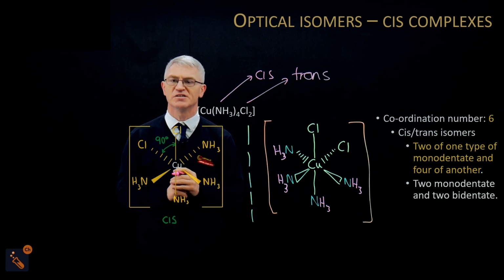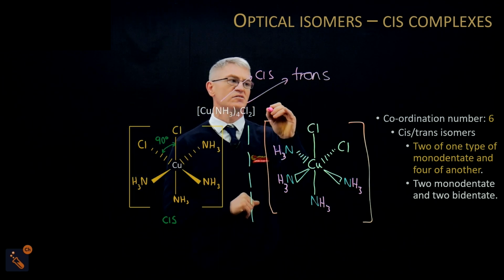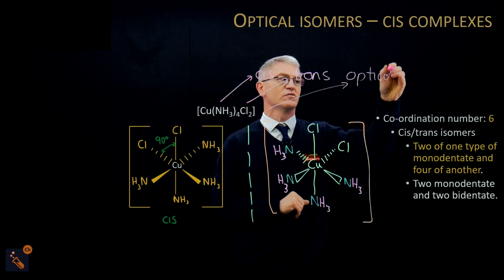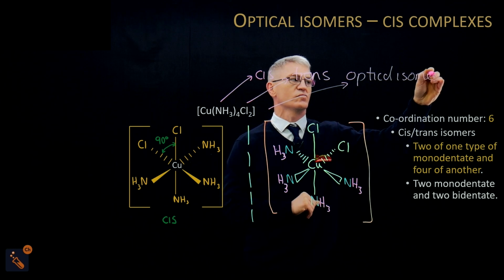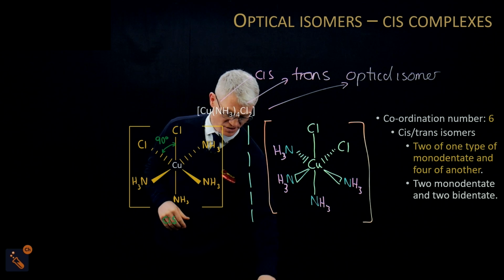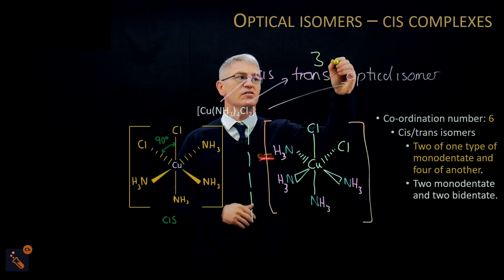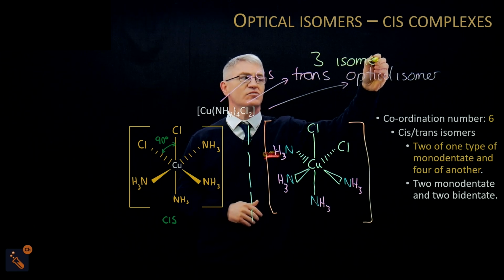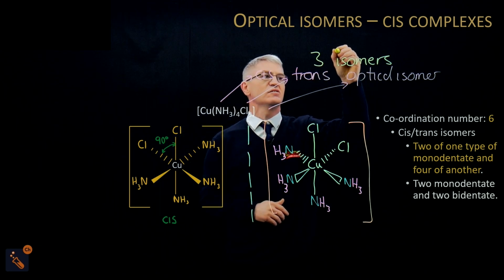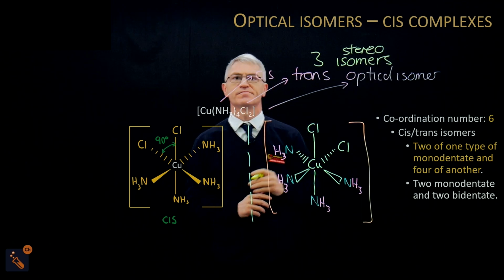Okay, we made trans. But of the cis isomer, we've also made an optical isomer. So basically, that means we can make an optical isomer or an enantiomer. Okay, now that means the total here is going to be 3 isomers. And they're not just 3 isomers. Remember, that's stereo, that's stereo, that's stereo. So this is 3 stereoisomers.